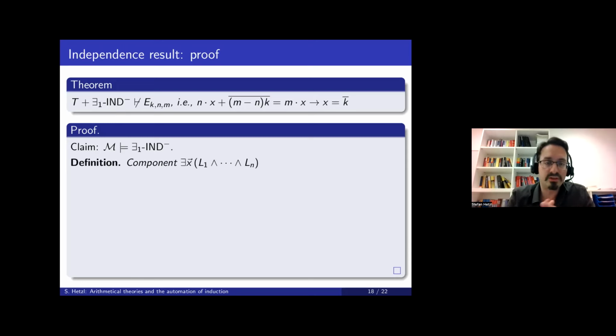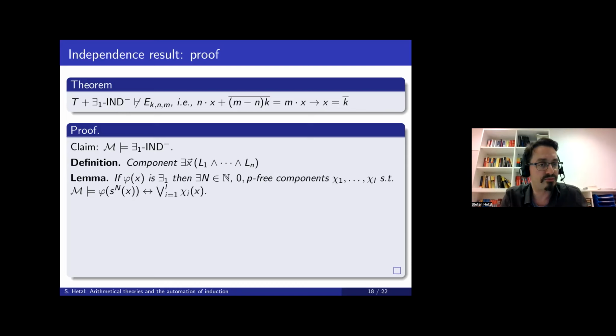One important notion in this proof is that of a component, that's simply an existentially quantified conjunction of literals. And then we have two main lemmas. The first is to say that if you have an exists one formula with one free variable, then essentially it's equivalent to a disjunction of such components, and in a strong sense. What we actually show is that we can find an N and zero and predecessor free components such that we have this equivalence from this N onwards. Essentially, you have to pick this N large enough to get rid of all the predecessors.